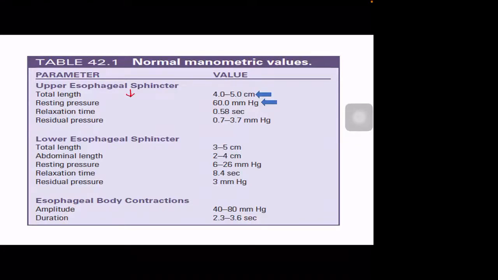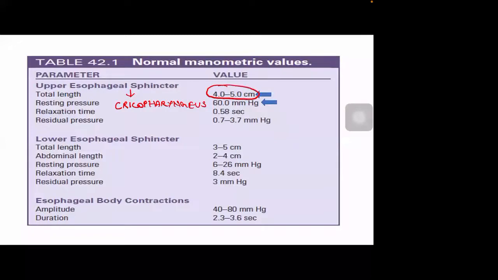Cricopharyngeus is the true anatomical sphincter here. So remember this: what is the length of this, and what is the pressure in that? The length is 4 to 5 centimeter, and the pressure is 60 millimeter mercury.